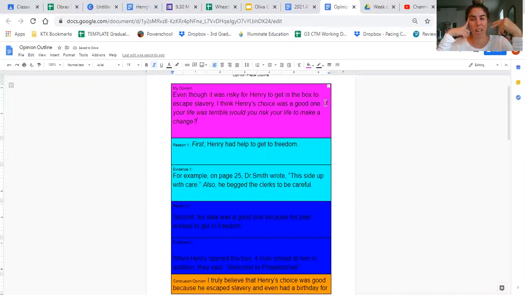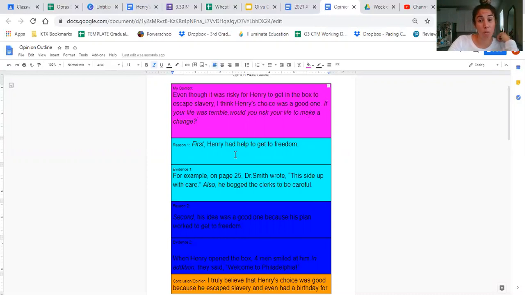Ooh, okay, I'm gonna read it again and just see how it flows. Even though it was risky for Henry to get in the box to escape slavery, I think Henry's choice was a good one. If your life was terrible, would you risk your life to make a change? I like that. I know that that is getting my readers to pause and think. I'm gonna keep reading and see where maybe I can ask a question to emphasize a point.